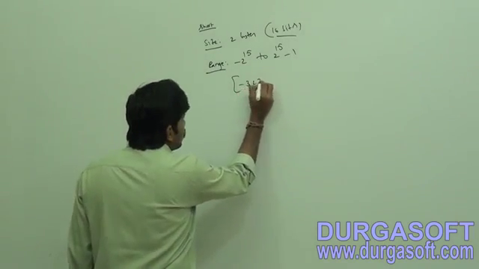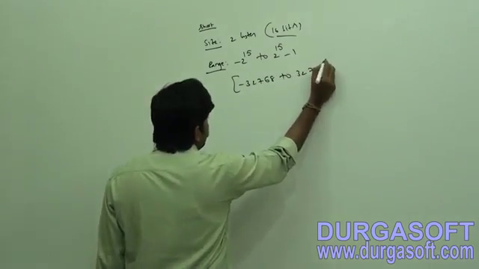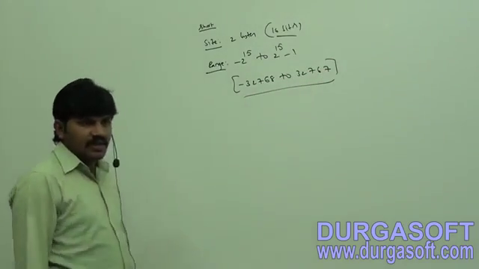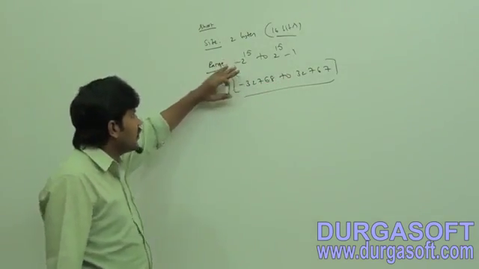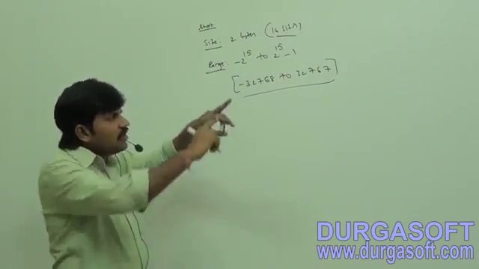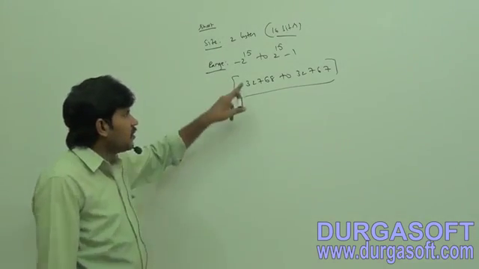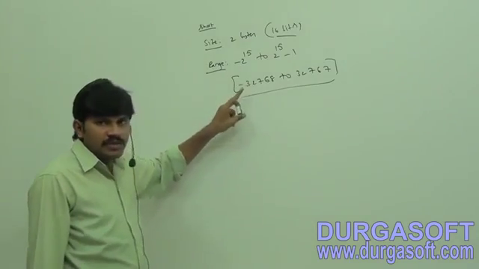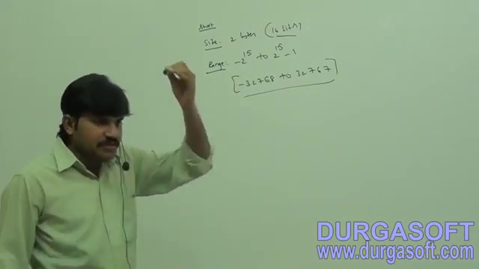Minus 32,768 to 32,767. Are you getting? This is the range. Same as before, 1 bit is reserved for the sign and the remaining 15 bits represent the value. The value of 15 bits is 32,768.